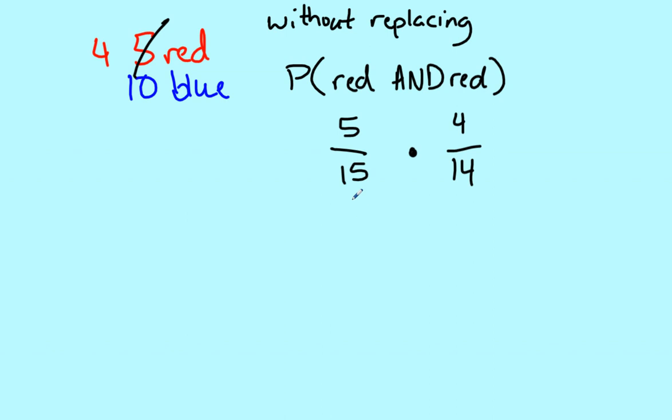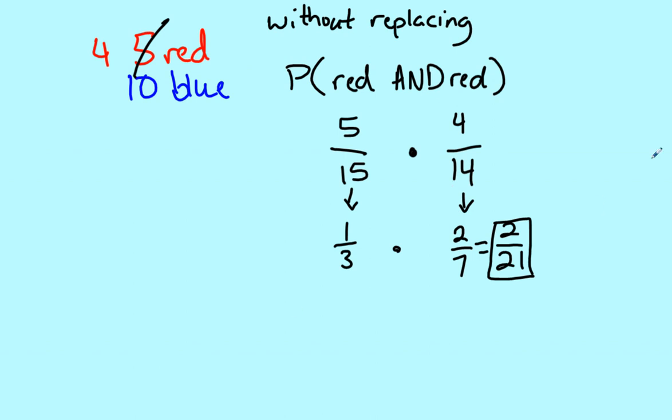Okay, then we simplify. So 5/15 we know is 1/3. 4/14 we can say is 2/7. And then we just multiply this out. 1 times 2 is 2. 3 times 7 is 21. A little bit less than 10%. And there's your answer. That wasn't so bad.